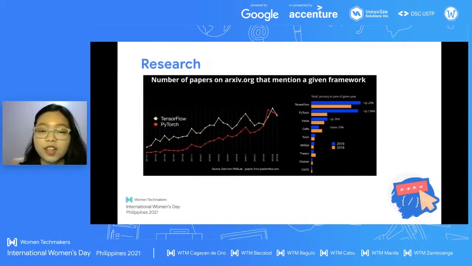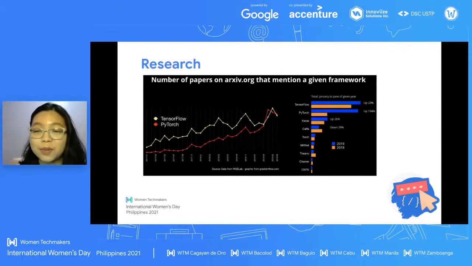Now for the research, you can see the number of papers from arXiv mentioning the given framework. When it comes to research, there's kind of a competition between TensorFlow and PyTorch, but nonetheless, we can see that TensorFlow is there competing at the top. So it's an important toolkit if you're doing research on AI. And these are the reasons I found people giving on the web.